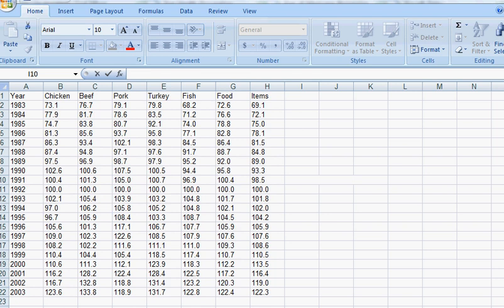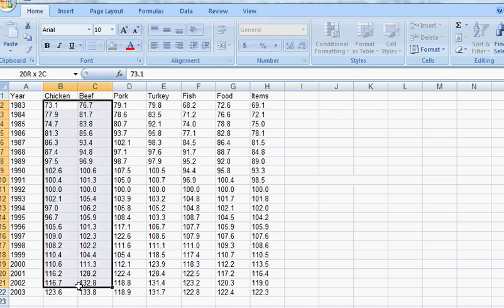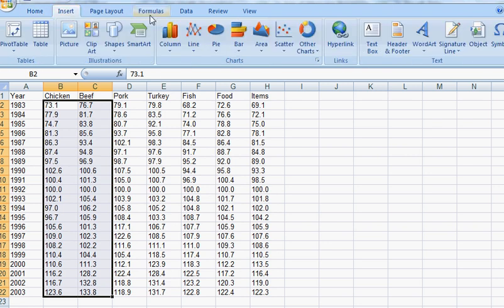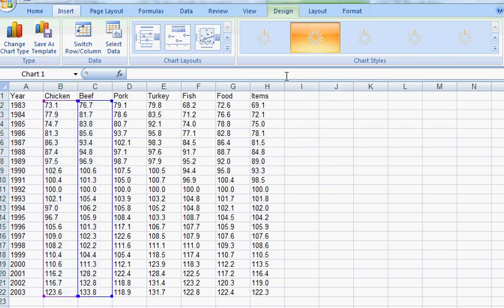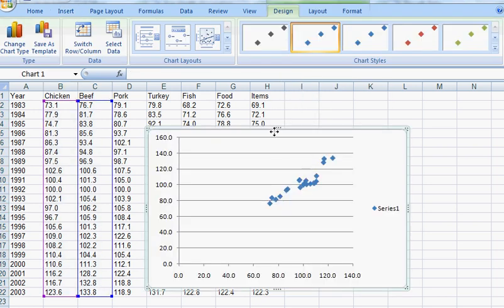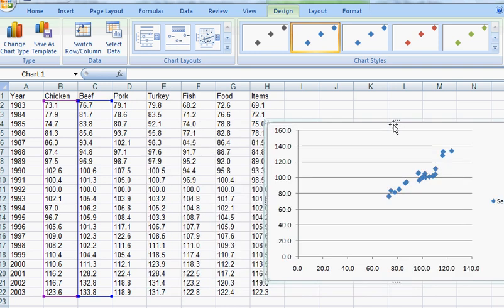So let's take chicken and beef. The first thing to do is to have a look first at the relationship between the data by producing a scatter plot. Go to Insert, and there you can see Scatter, and a scatter plot appears. We can observe from this that there does seem to be a pretty linear relationship. As one price goes up, so does the other. This is more or less what one would expect.